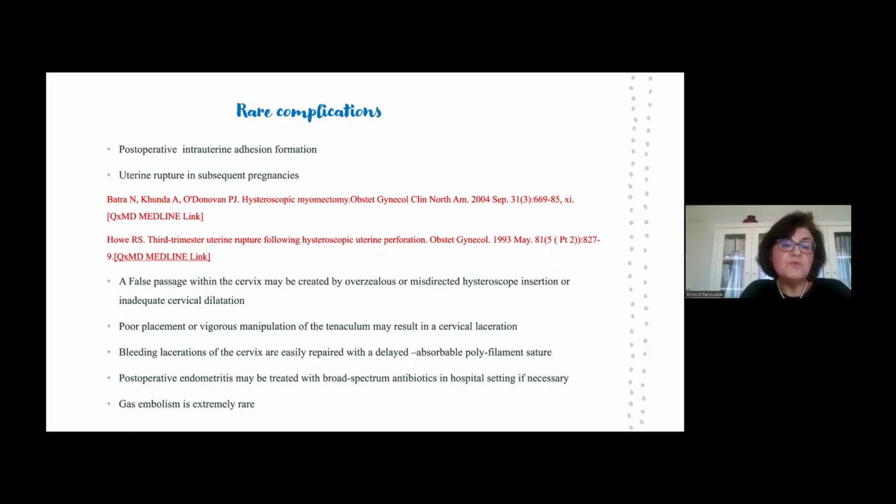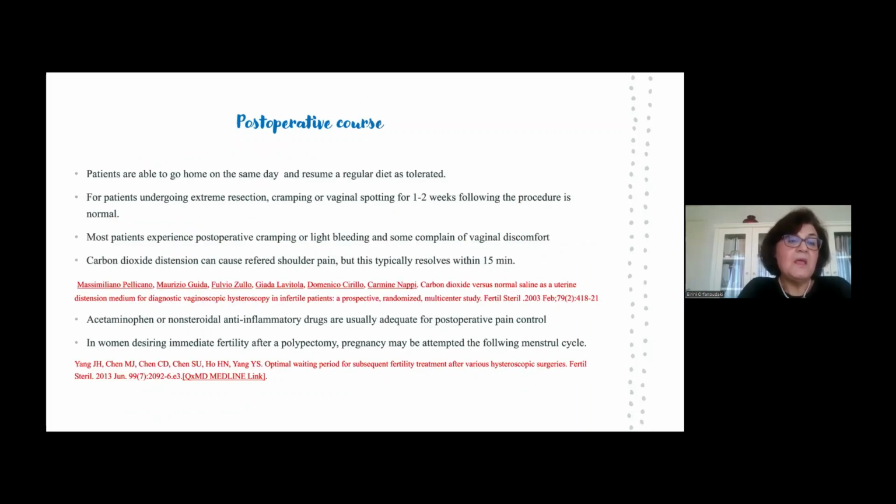A false passage in the cervix may be created by overzealous or misdirected hysteroscopic insertion or inadequate cervical dilation. Poor placement or vigorous manipulation of the tenaculum may result in cervical laceration. Bleeding lacerations of the cervix are easily repaired with delayed absorbable polyfilament suture. Postoperative endometritis will be treated with broad-spectrum antibiotics in hospital settings if necessary. Gas embolism is extremely rare.